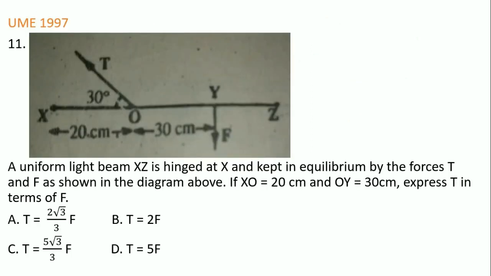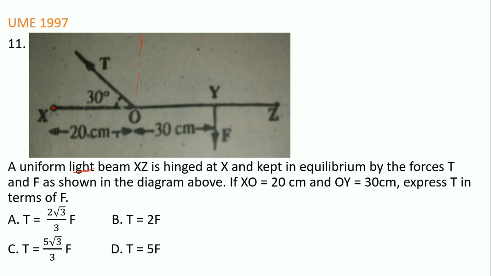The next question, we've got UTME 1997, question number 11. A uniform light beam, so it's a light beam, we're going to neglect the weight of the beam. Light beam XZ is hinged at X, it's hinged at X here and kept in equilibrium by the forces T and F as shown in the diagram above. So we've got this T and F here. If XO is 20 centimeters and OY is 30 centimeters, express T in terms of F, that means make T the subject formula.